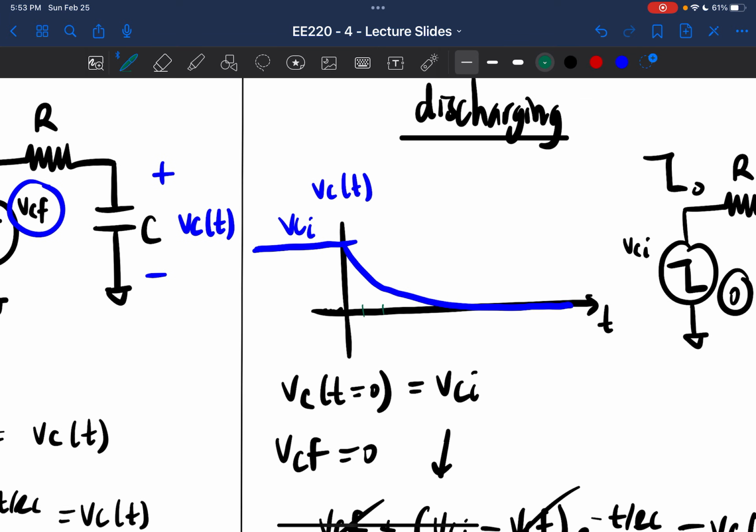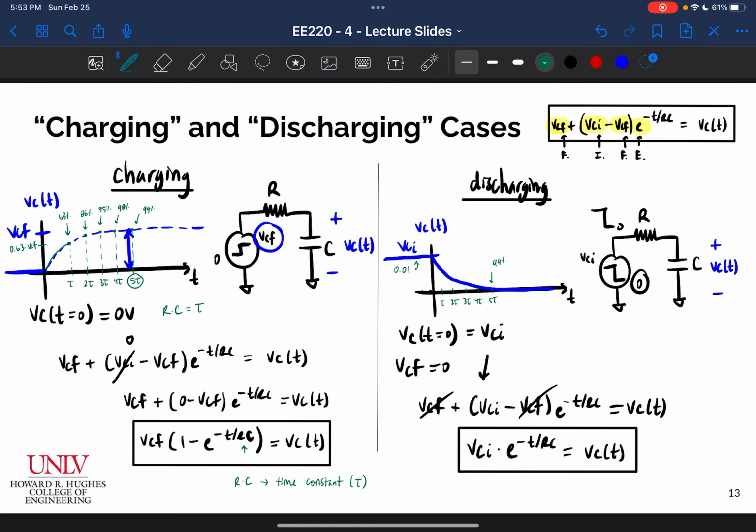It would be the same kind of thing going on over here, where we'd have tau, 2 tau, 3 tau, 4 tau, and 5 tau. After 5 tau, it would be 99% of the way to 0. So it would basically be 0.01 of VCI at 5 tau. I just wanted to cover that briefly.